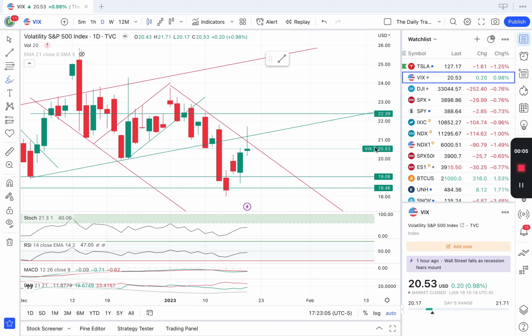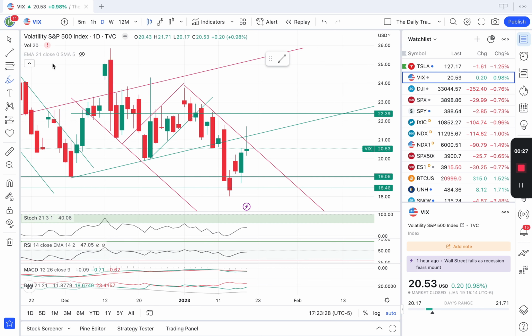It is January 19th, and we are going to take a look at the VIX, Dow Jones, S&P 500, and also Nasdaq. Let's start with the VIX. So VIX is up 0.20. That's 0.98%, closed at 20.53. Let's look at what this means now on the chart.